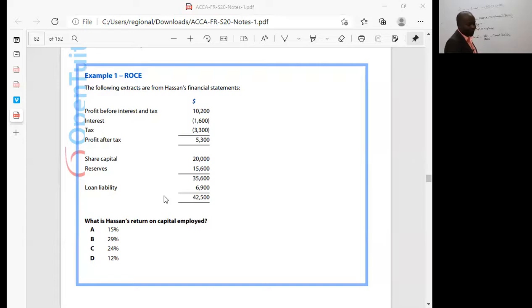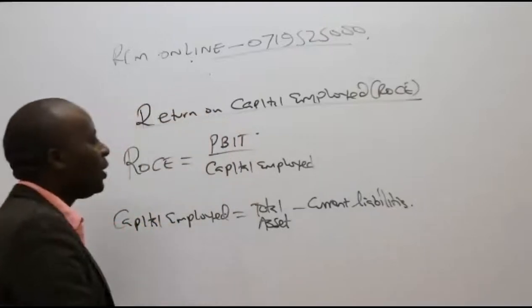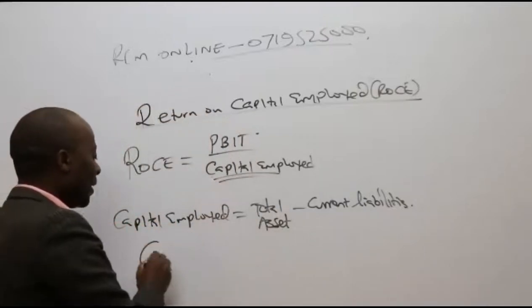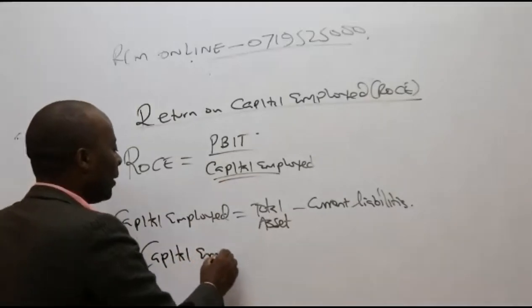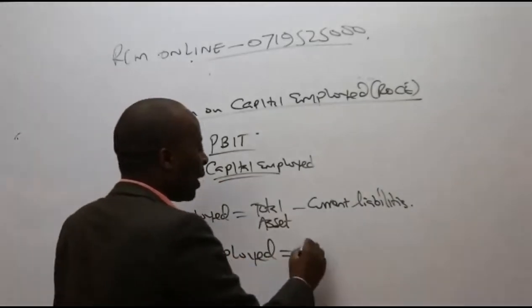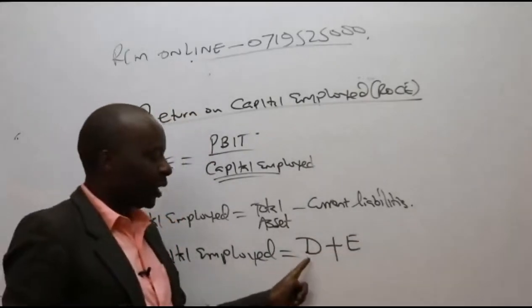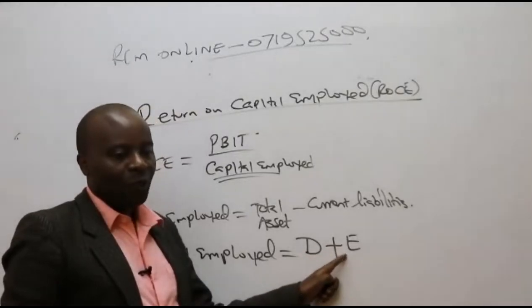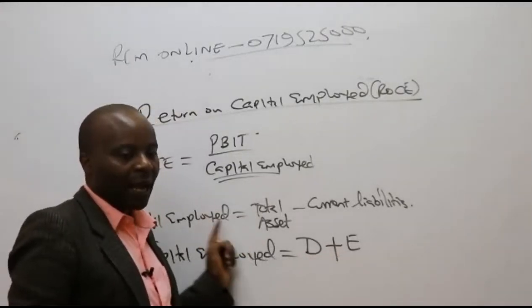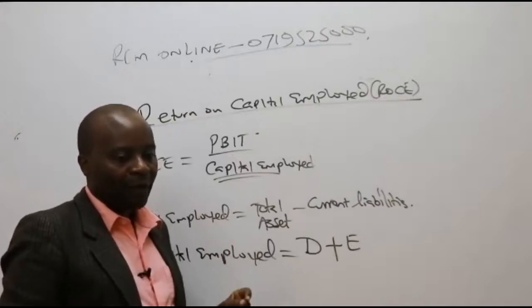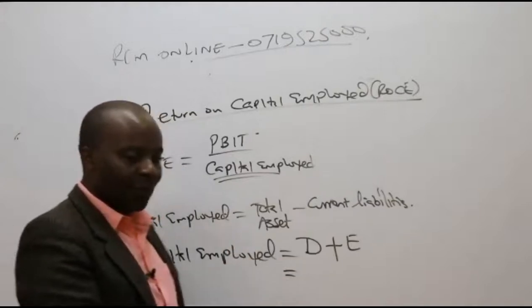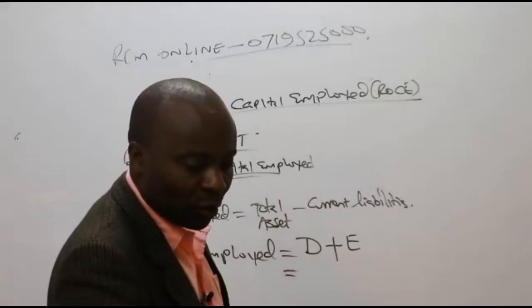Then the easiest way for you to get this capital employed, remember, who are the providers of this capital employed? The providers of the capital employed are the debt holders plus the equity holders. So the debt that you take plus the equity holders, these are the providers of the capital of a firm.